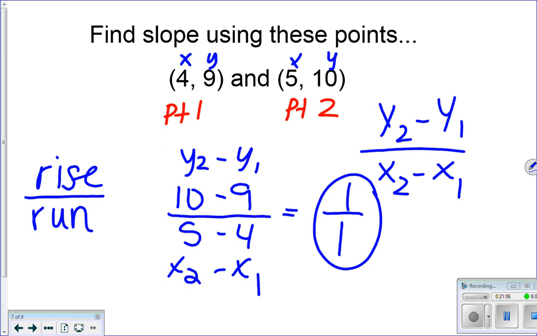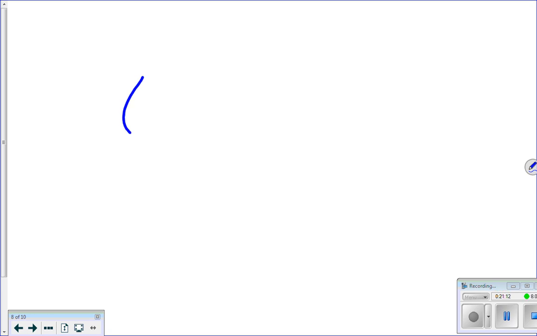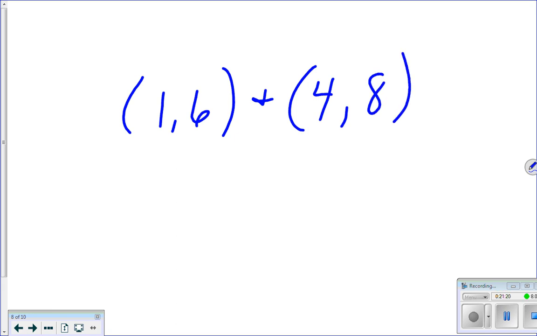You want to try one by yourself? Let's let you try one by yourself. Okay, so let's do 1, 6, and 4, 8. Okay, so write them like that. Label point 1 and point 2. And then your x's and your y's.